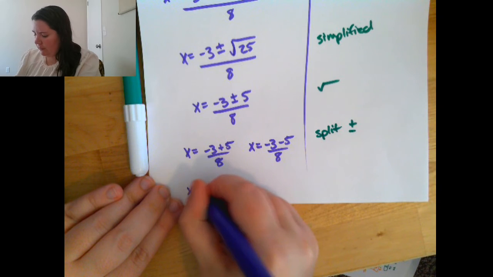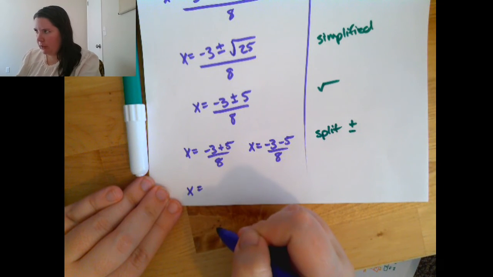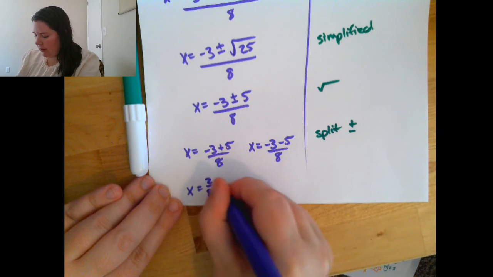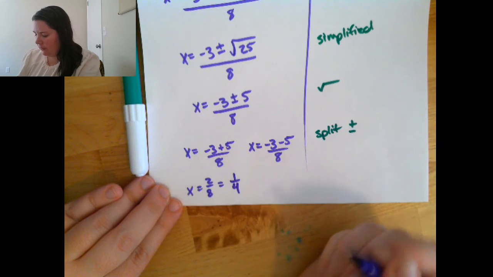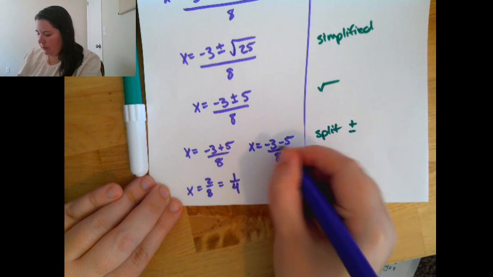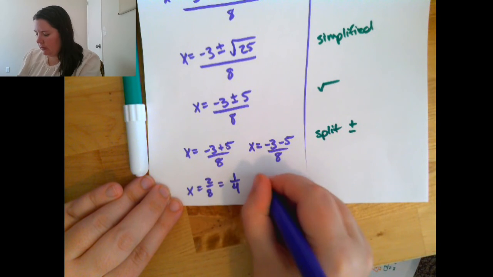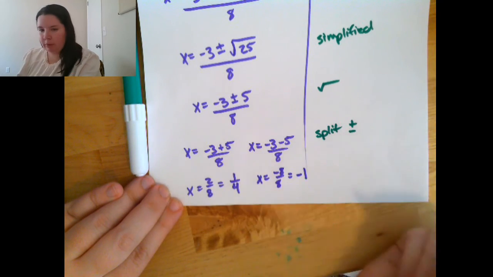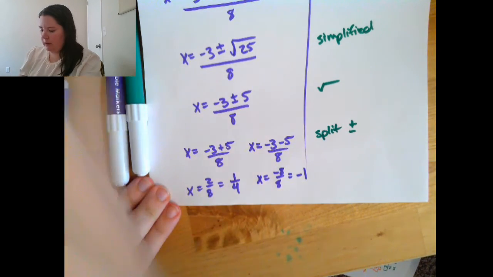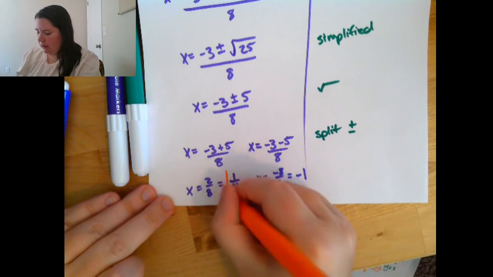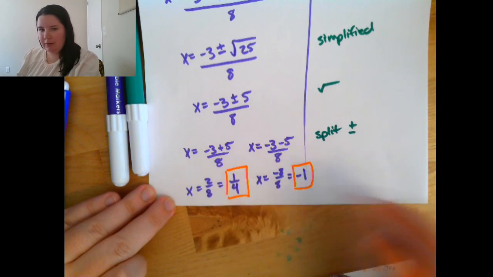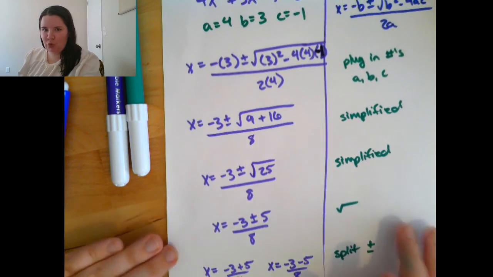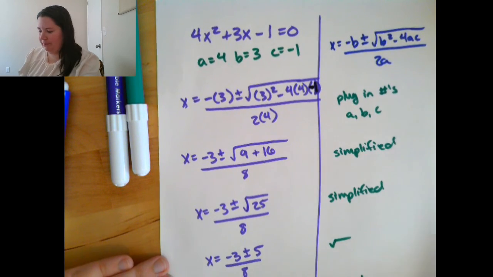So first one, negative 3 plus 5, 2, over 8, and that we can simplify to 1/4. And this one, negative 3 minus 5 is negative 8, over 8. So this simplifies to just negative 1. There it is. All of that work, and we got our two answers. There it is.